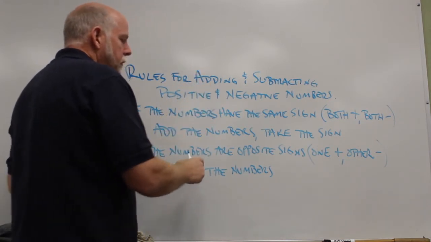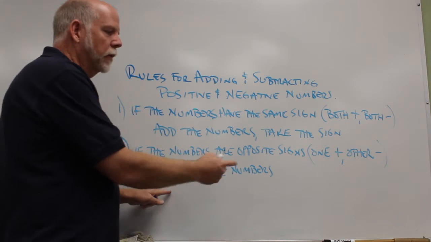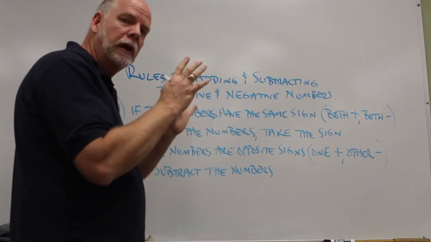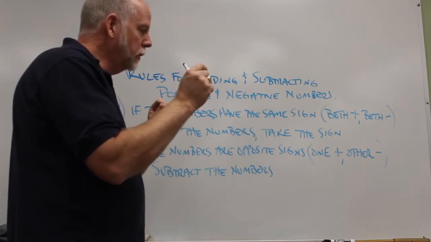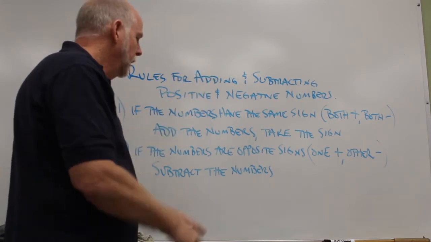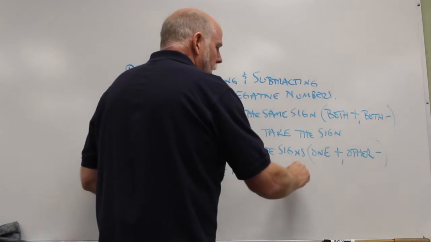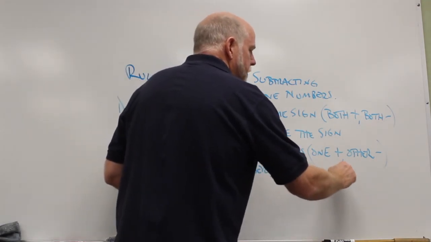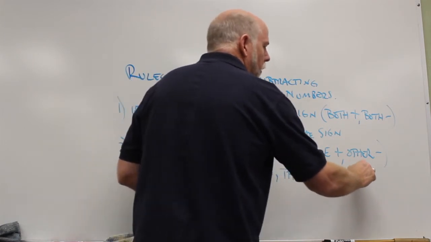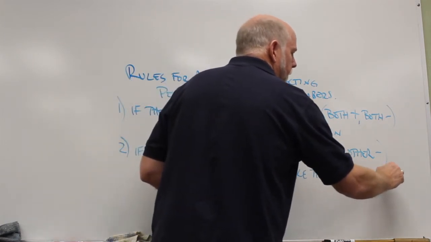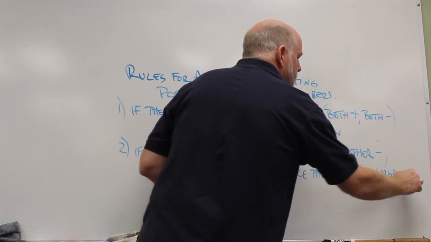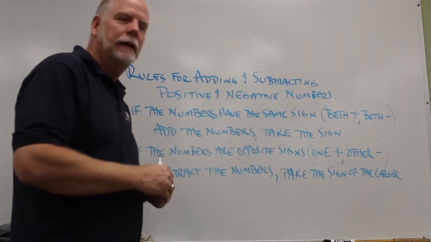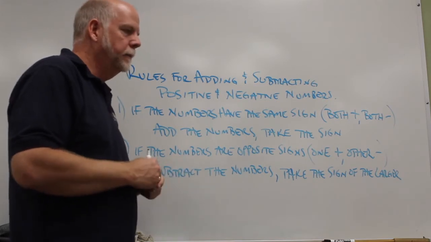Okay? We're going to subtract the numbers, and remember when we subtract, we always subtract the smaller from the larger. Now again, we're just talking about the numerals, we're not talking about any sign attached to it. So whatever the smaller number is, you take it away from the larger number. You subtract the numbers and take the sign of the larger. So whatever number was bigger, again, no signs attached to it, you take that sign when they are opposite signs.